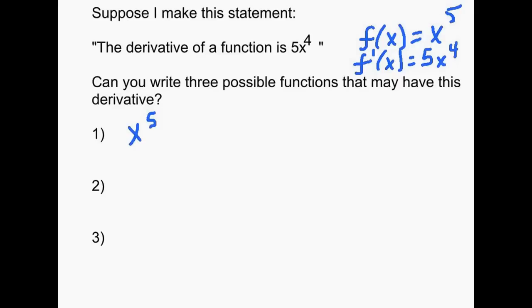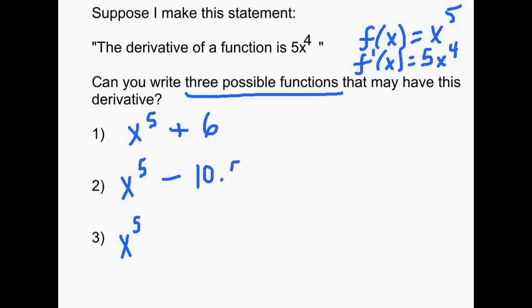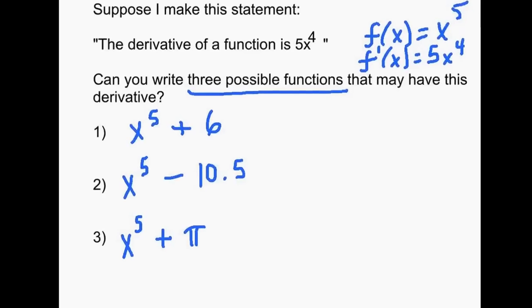Well, that is absolutely true, but there are many, many functions that we might differentiate and get 5x to the fourth, but all of those are going to have some constant at the end. I just did 3 possible. Yours may not look anything like mine, but perhaps I had x to the fifth plus 6, x to the fifth minus 10.5, x to the fifth plus pi. Those would be 3 possible functions that have 5x to the fourth as a derivative.